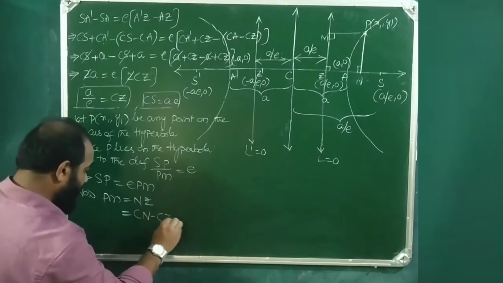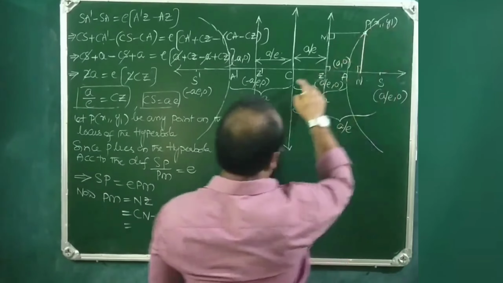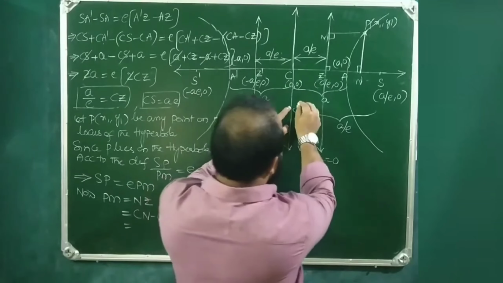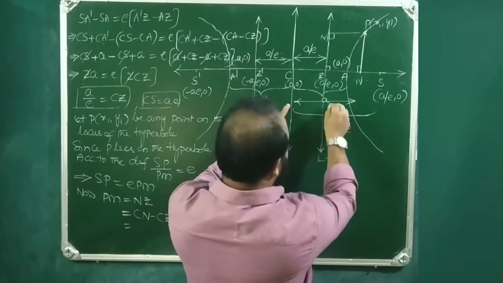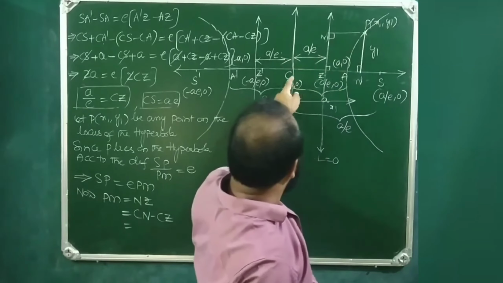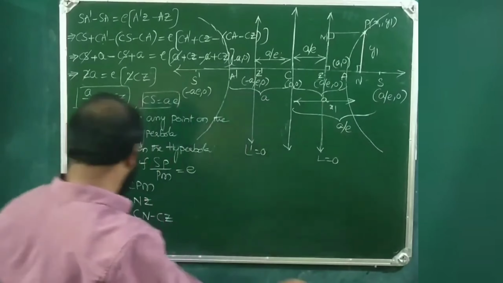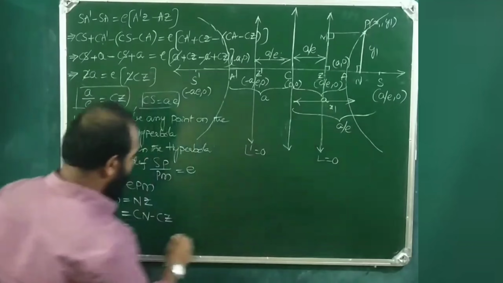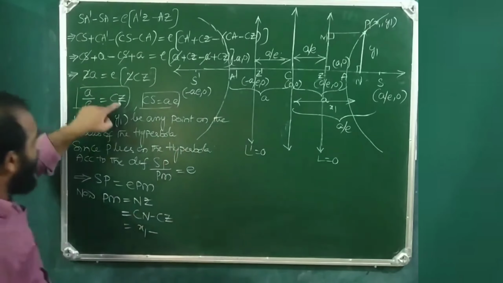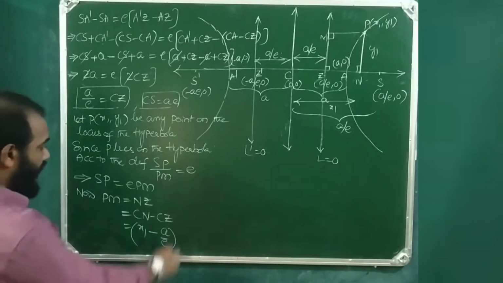CN minus CZ. And what is CN here? Since this is P x1, y1, and C is the center of the hyperbola, which is the origin 0, 0. So CN is equal to x1 and PN equals y1. So from the center to this, CN is x1 and PN is y1. So CN is x1 minus CZ. We got CZ as A by E. So this is what we get.